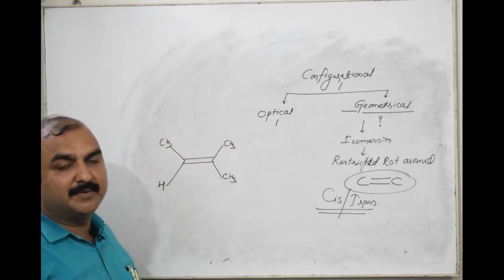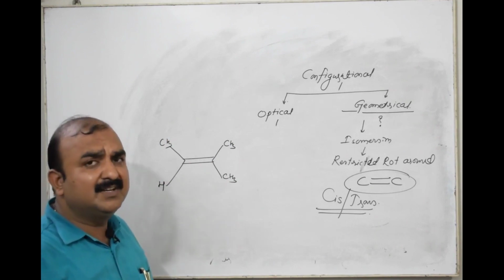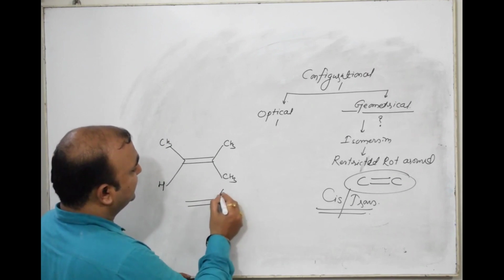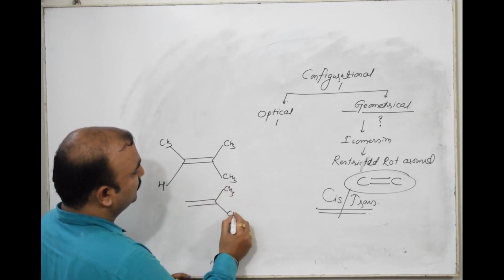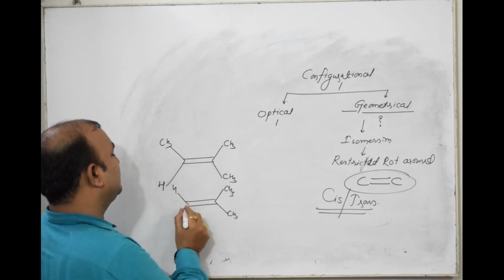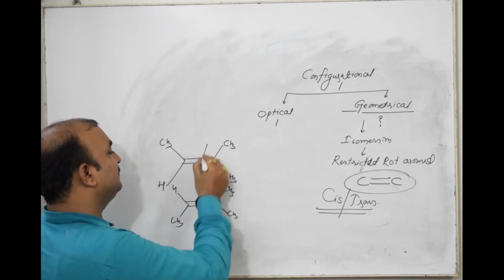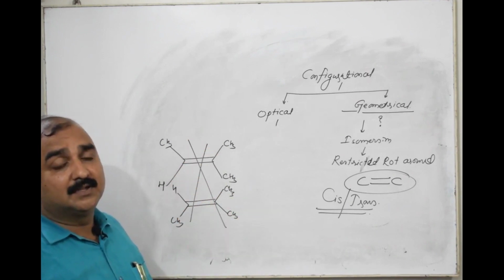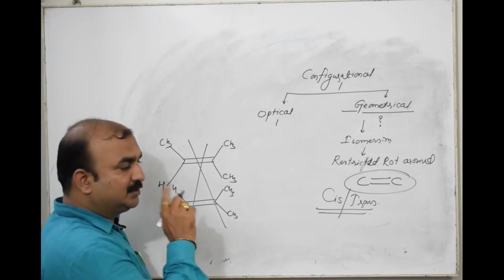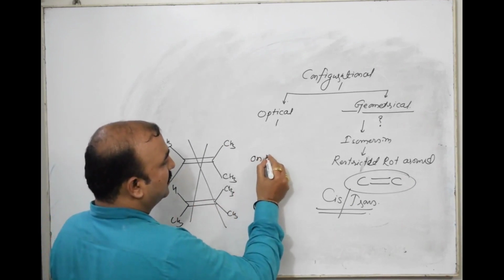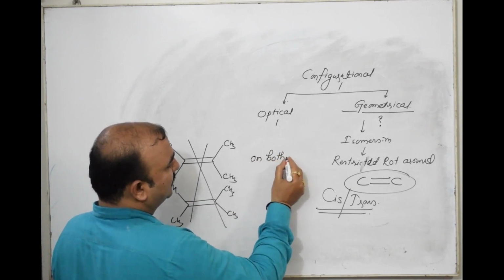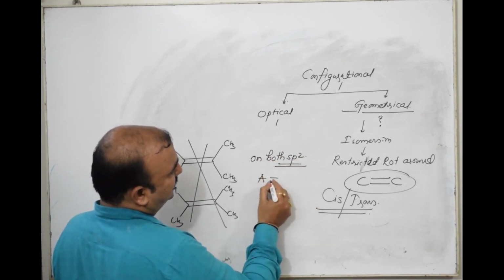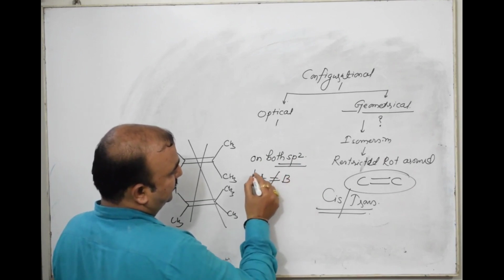Will this compound show geometrical isomerism? Will it show cis-trans? How? If I write it like this, CH3 will remain as it is, and if I interchange H and CH3, it is one and the same, so it will not show the phenomenon of geometrical isomerism. What is the condition for geometrical isomerism? On both sp2 carbon atoms, A must not be equal to B.